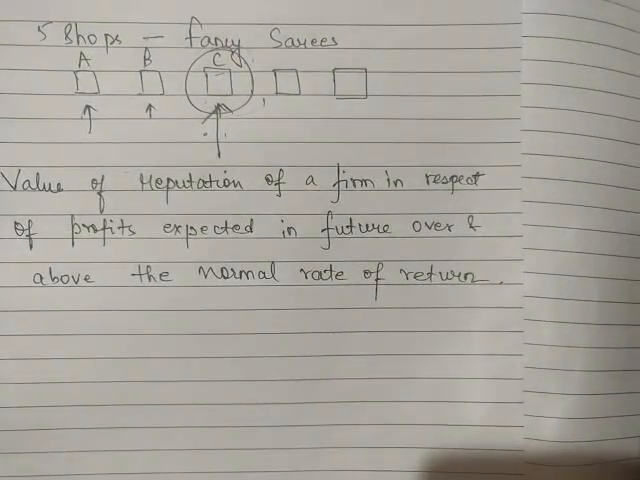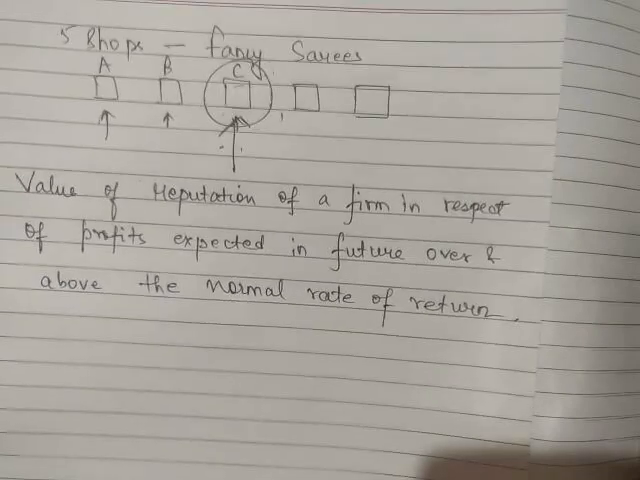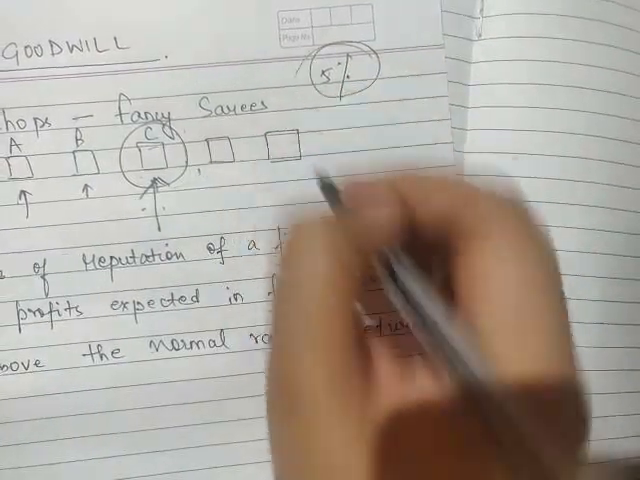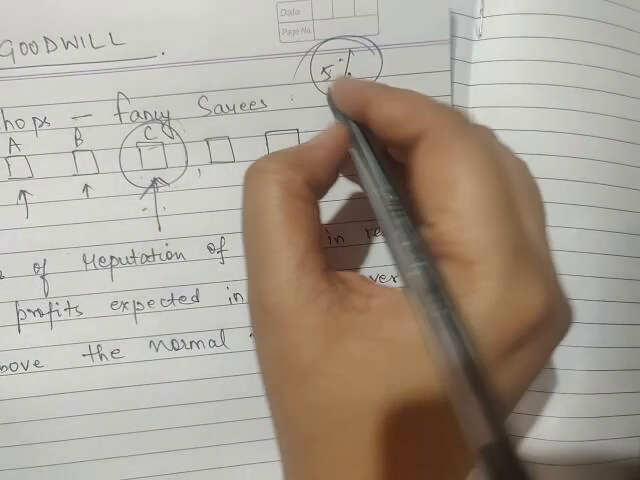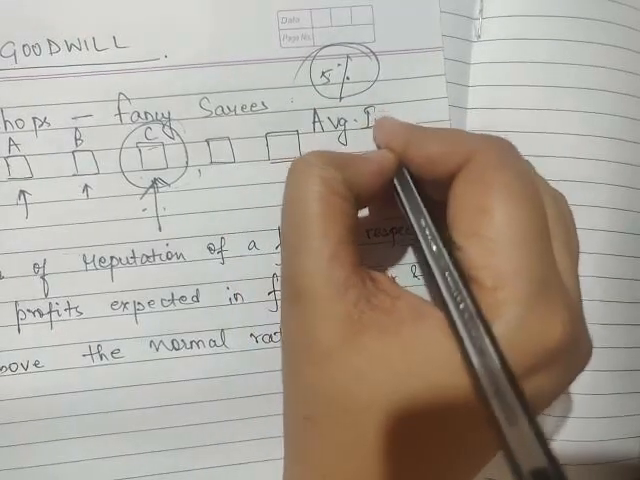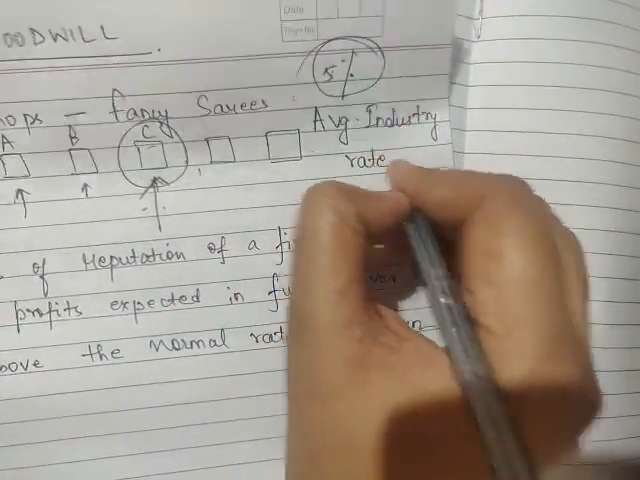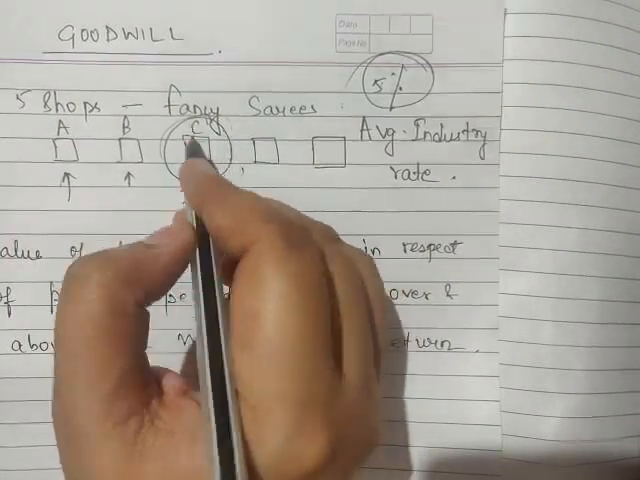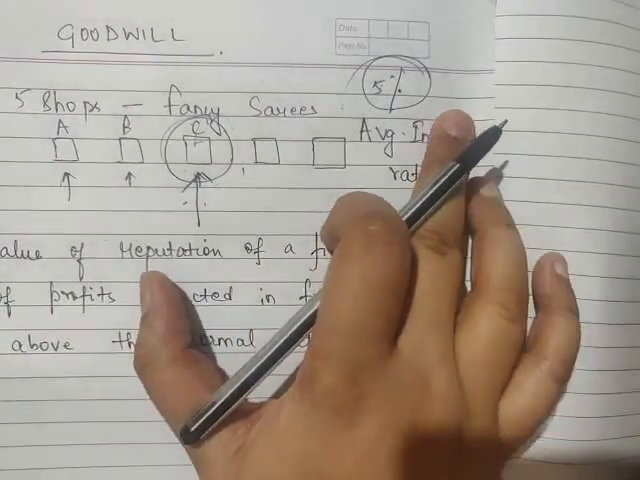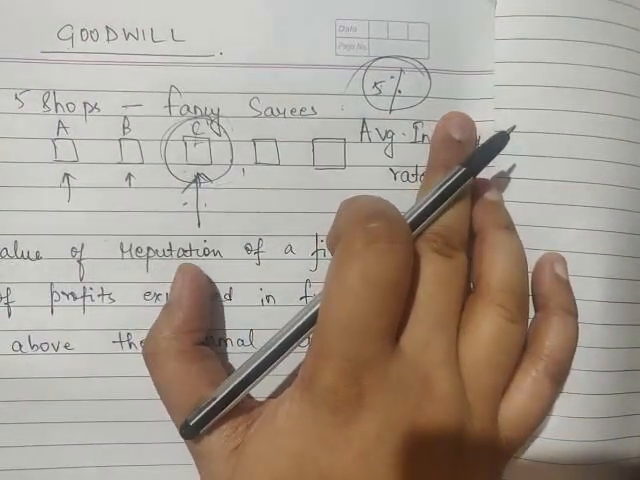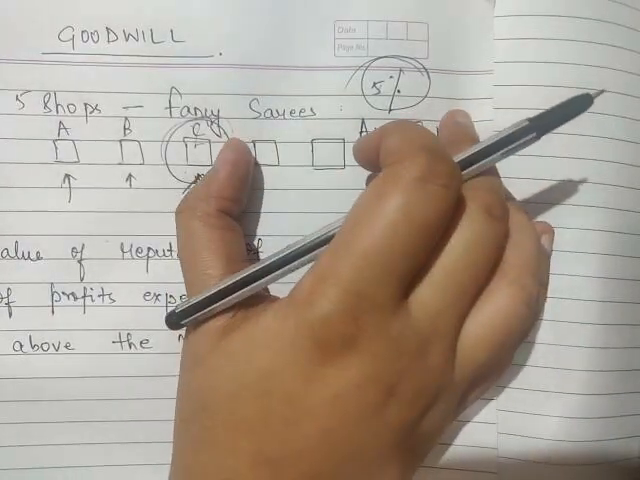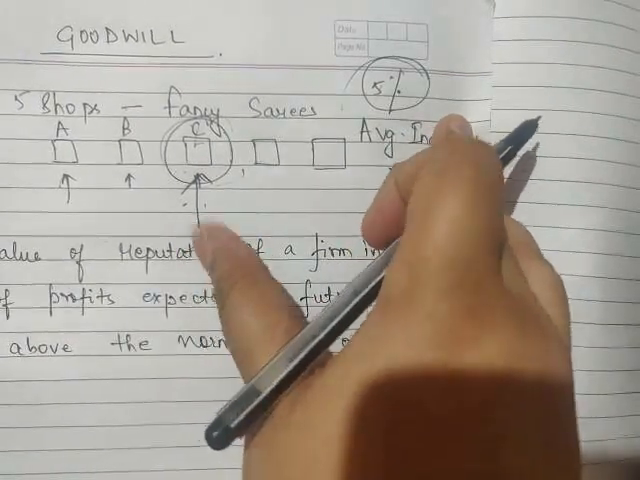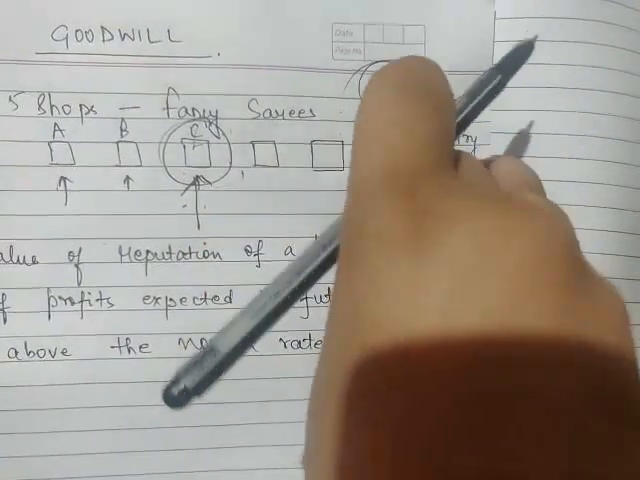Now, what does this mean? Suppose, in general, all fancy saree showrooms earn a profit of say 5%. This is the average industry rate. But now, since C has a very good reputation in the market, maybe because of its pricing, customer treatment, collection, etc., people tend to go more often to this shop. Therefore, this shop will earn a slightly higher profit, more than 5%.